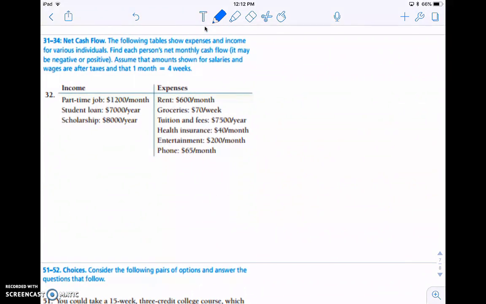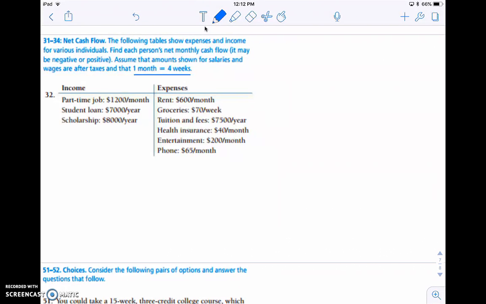Okay, 2 more questions here. So our first one, we're looking at net cash flow. So we have the following table which shows expenses and incomes for a certain individual. We want to find the net monthly cash flow. And again, it may be positive, it may be negative, because if it's negative, we've got too much going out. If it's positive, we have sufficient coming in to cover all of our expenses. And in this case, it says assume that 1 month is just 4 weeks, so we can easily scale these things up to months if they're in weeks.